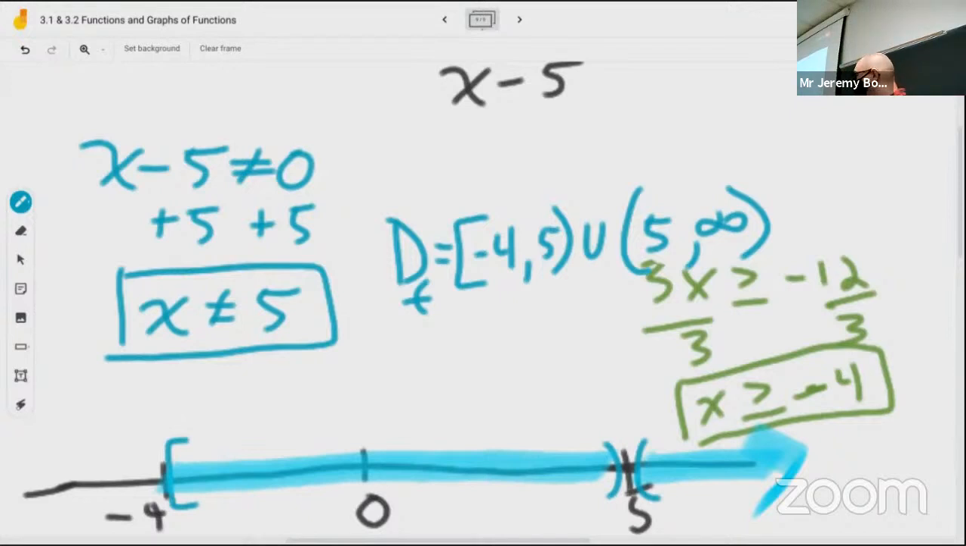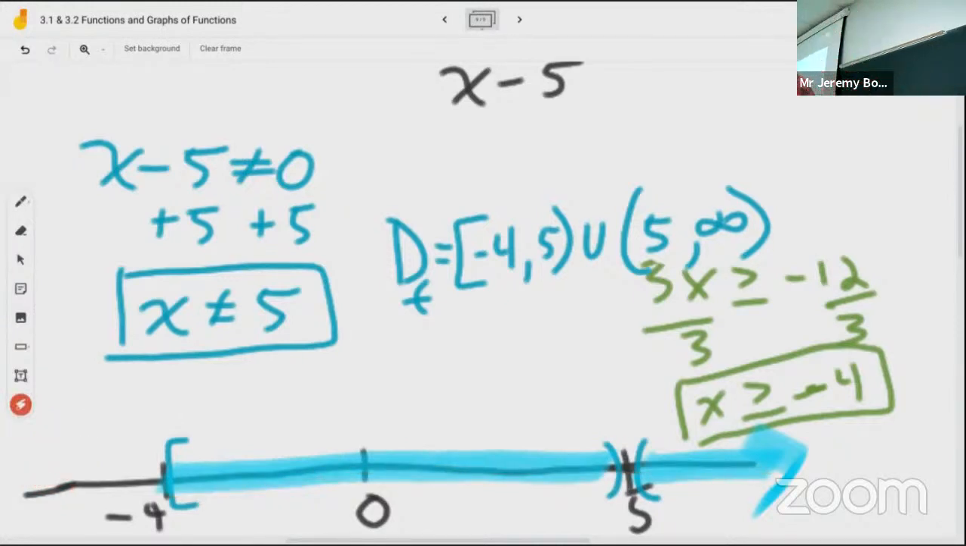Any questions on that? No? Got it? An interesting thing is, what if we got that x cannot be negative 5? It wouldn't have mattered, right? Because negative 5 is over here. We were always saying that x had to be greater than negative 4.